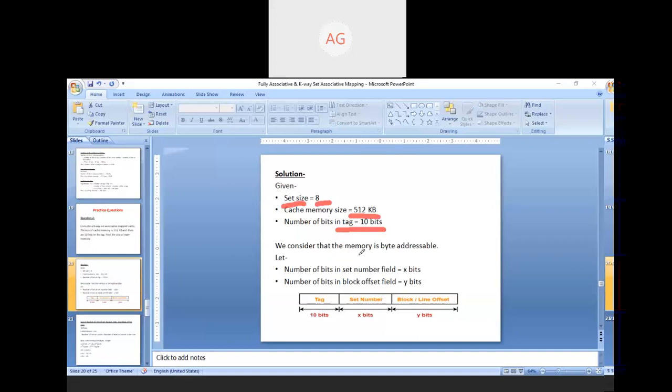So we consider the memory is byte addressable. So here the number of bits in the set number field we consider as X bits, and the number of bits in the block offset field we consider as Y bits. Then 10 bits are already given to us for the tag. So once we find out all these 3 division bits, then we are going to sum these bits in order to find out the size of the physical address. So moving to the next slide.